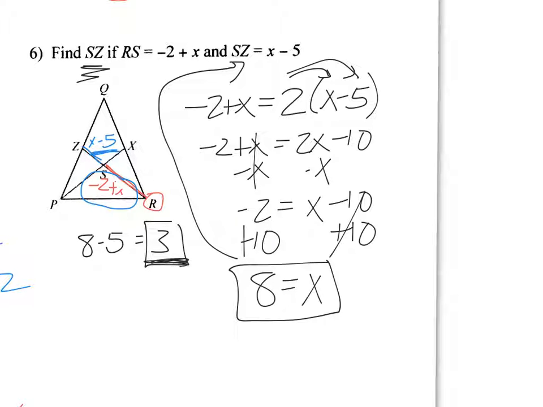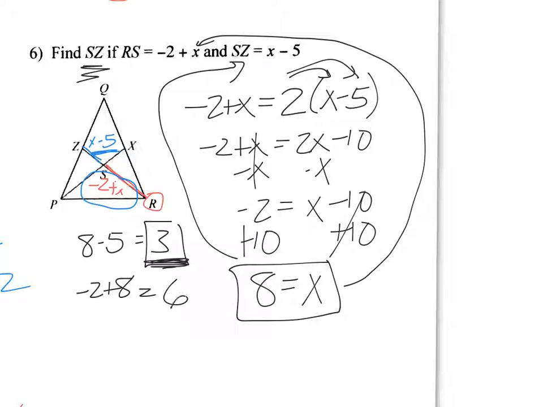So that's my answer. Now, one thing I'm going to do is plug it into the other one as well. So I've got -2 plus 8, and that would be 6. Remember, this one right here from the vertex, from R to S, should be how much? Twice as big as this one. Well, 6 is twice as big as 3, so that proves that my value for x was correct.